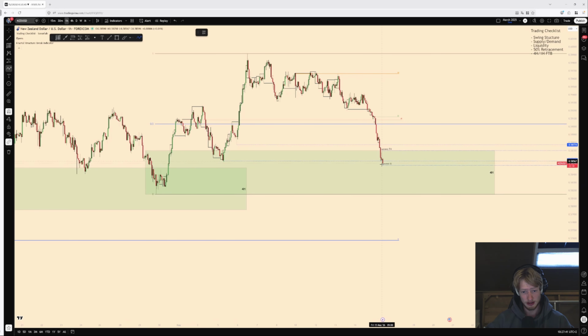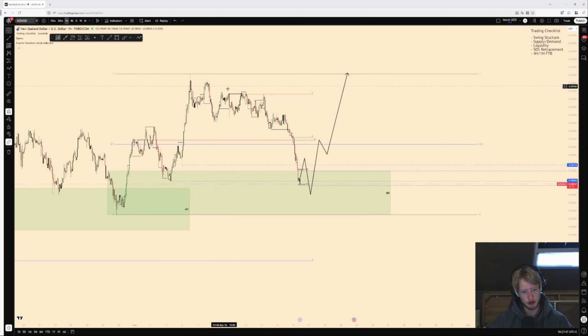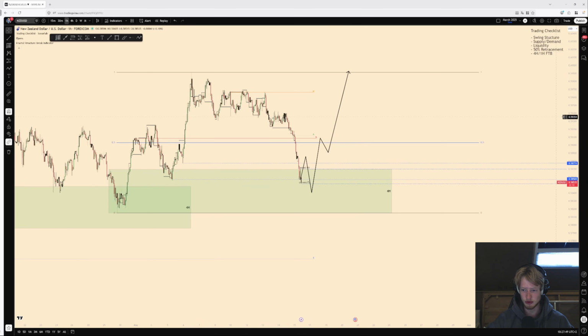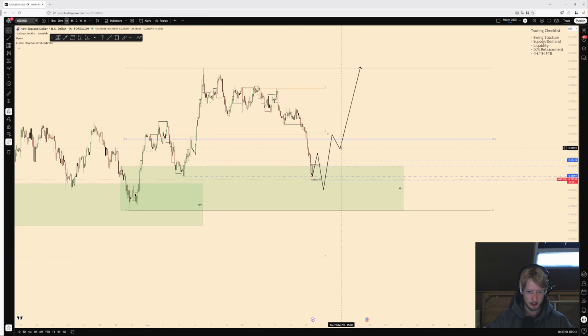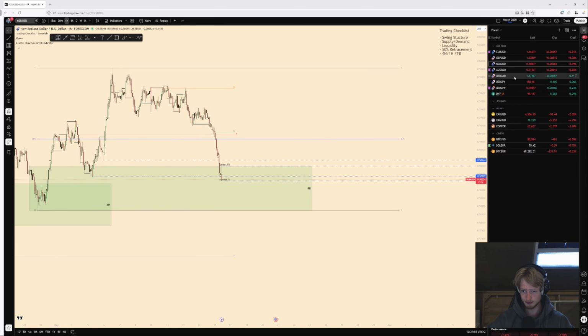And if we can get a nice change of character, then of course I want to look for some continuation towards the highs, because this is also ugly price action that I want to trade out eventually. So let's wait for that change of character inside this 4-hour demand zone.